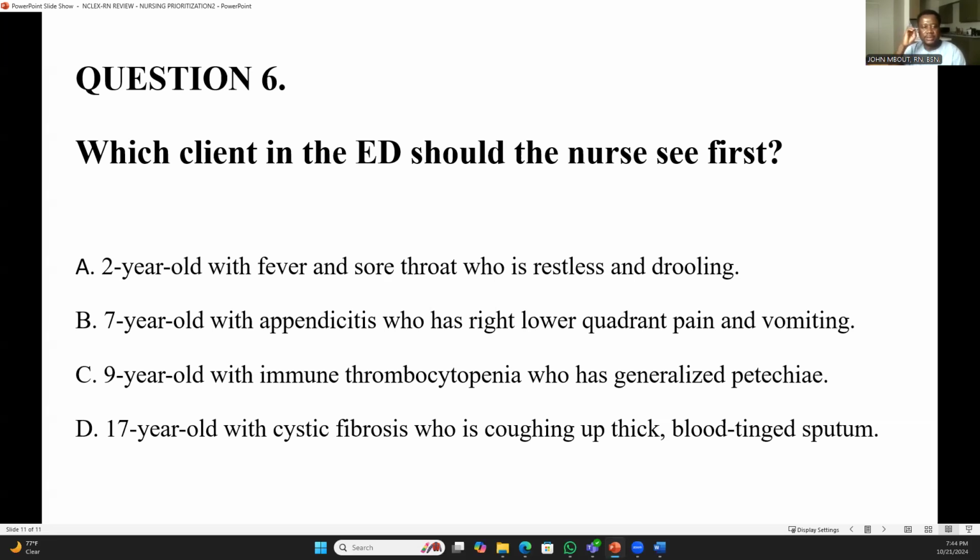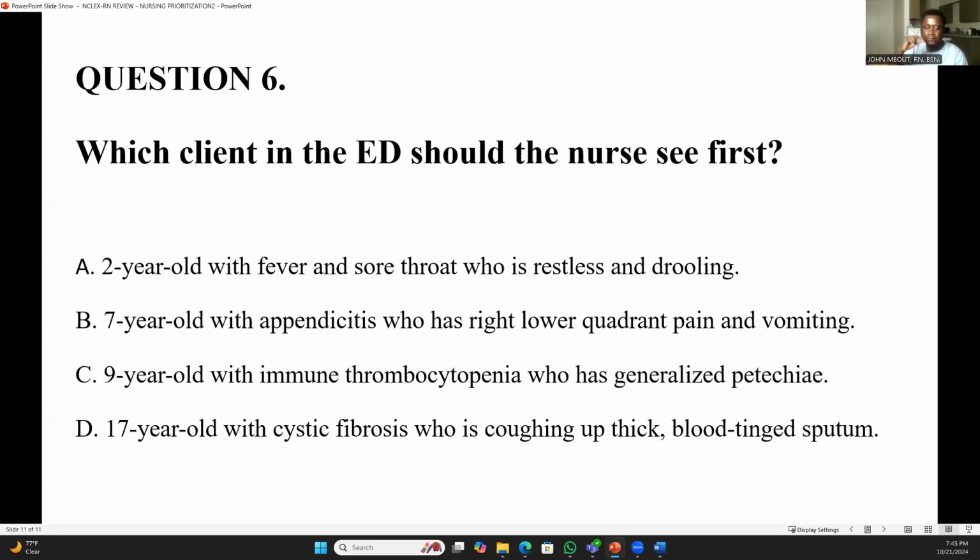This client is presenting with restlessness, stridor, drooling due to dysphagia. Prepare this client for emergent endotracheal intubation. This is what you have to do. In B, if left untreated, it may rupture and cause peritonitis. It is an emergent situation, yes, we accept, but airway first. A client with obstructive airway should be seen first.